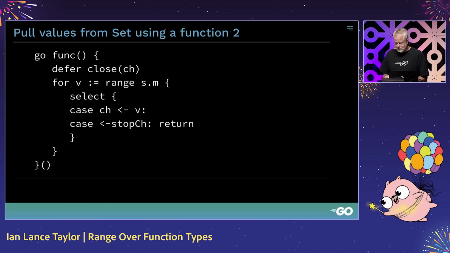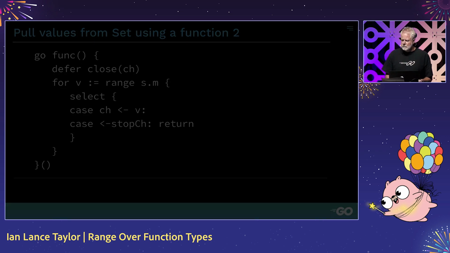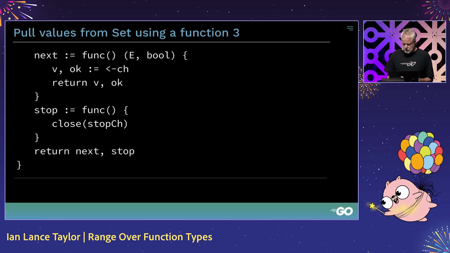This is the goroutine that sends values on the channel. Exact details don't matter here, so don't worry if you aren't following this code. The existence of this goroutine is why we need to use a stop function to make sure the goroutine exits when no more values are needed. And here are the two functions that we're going to return. The next function returns an element from the set by reading from the channel, and the stop function tells the goroutine to exit by closing the stop channel.